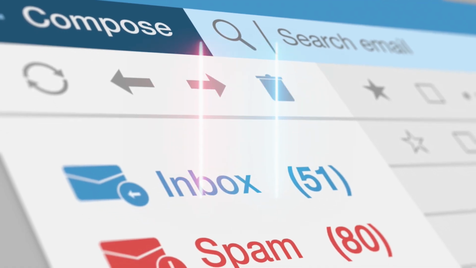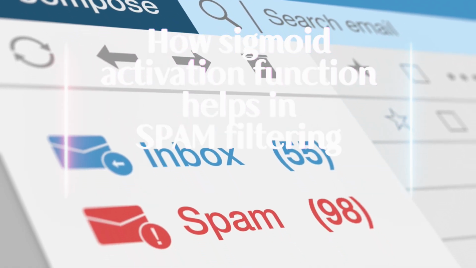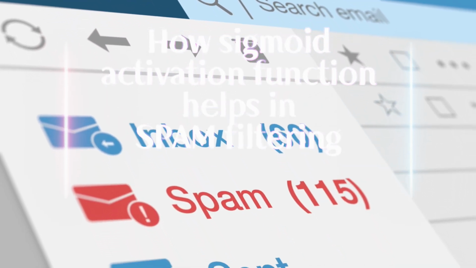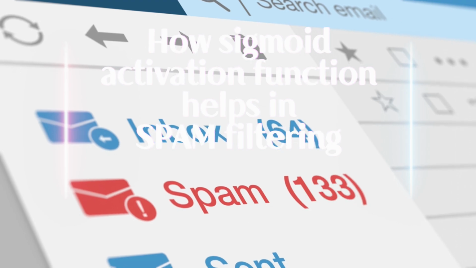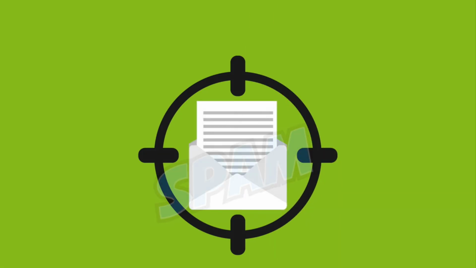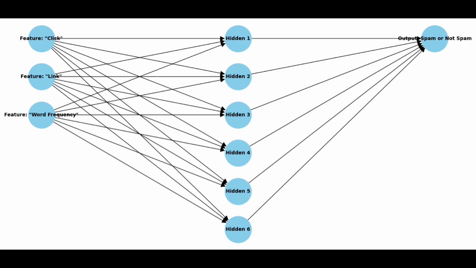Ever wondered how your email filters out spam? Behind the scenes, there's a powerful tool at work: neural networks. Imagine you're developing a neural network to predict whether an email is spam or not. The network processes various features, like the presence of certain words or the frequency of links. Each neuron in the network evaluates these features and sums them up. But how does this sum turn into a decision?